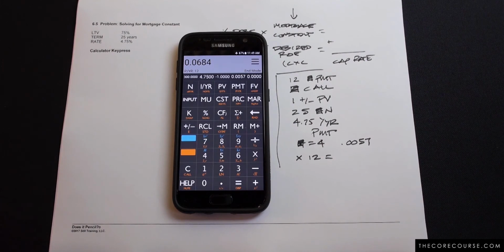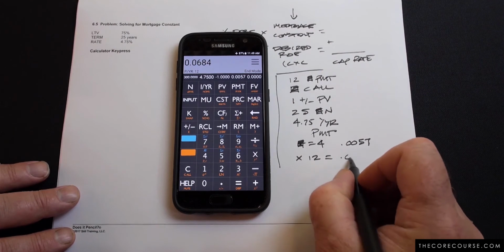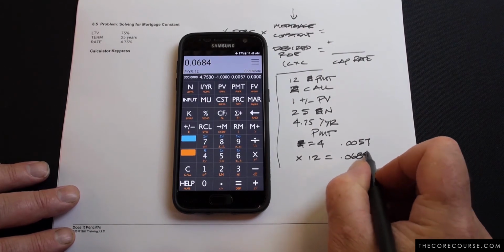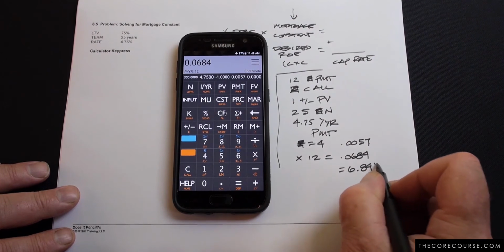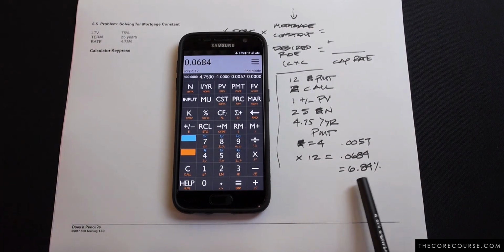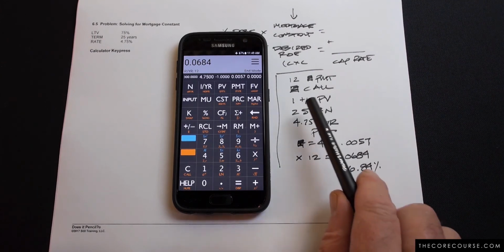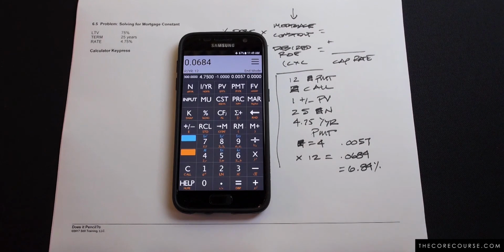And you see it's 0.0684, which is 6.84%. So this represents the true cost of borrowing, P&I, over the life of the loan on a cash basis for a loan that amortizes 25 years at 4 3/4, and this is the number you plug up here in a mortgage constant.